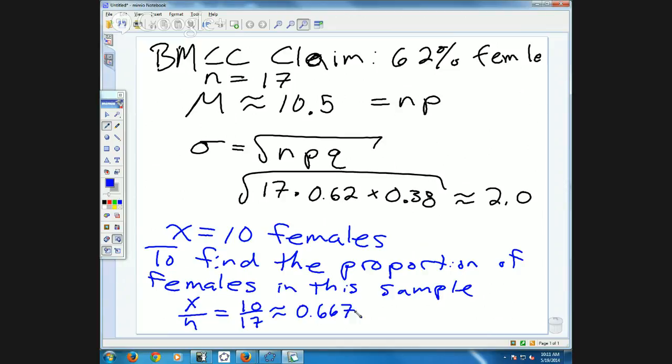0.588. Yeah. 10 divided by 17. Okay, so it's 0.588. So like 58.8%ish. Okay, this is what we call p with a little hat on top. p hat is about 58.8%. We're a little bit under what the claim is.